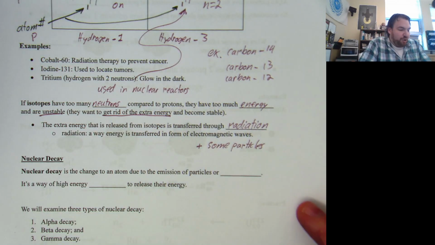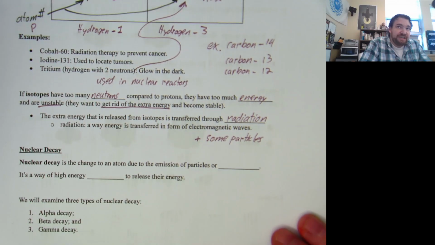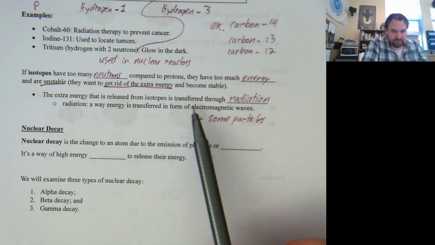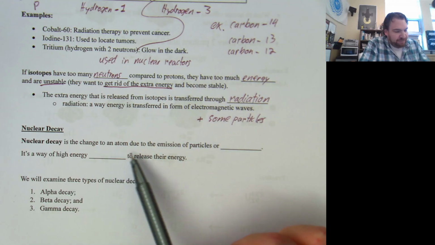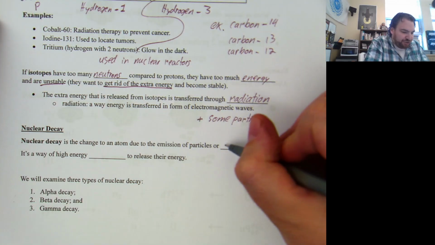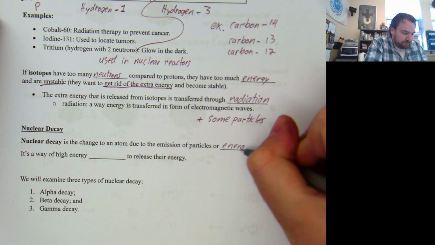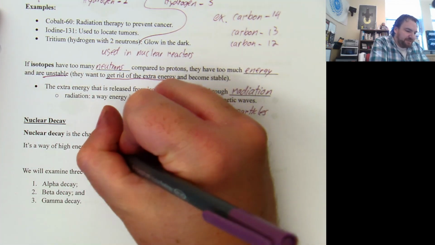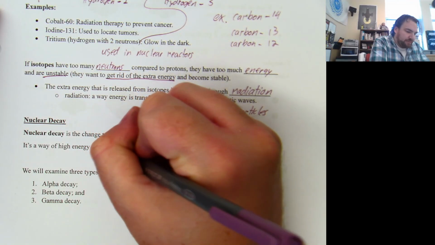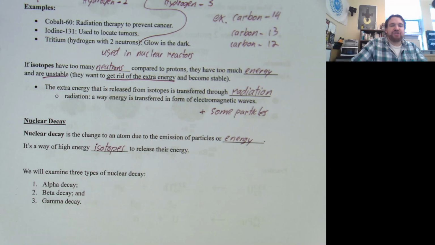Okay, so nuclear decay. Nuclear decay is how this happens. Nuclear decay is the change to an atom due to the emission of particles or energy. It is a way of high energy isotopes to release their energy and become more stable.